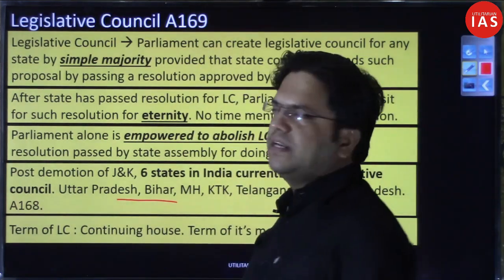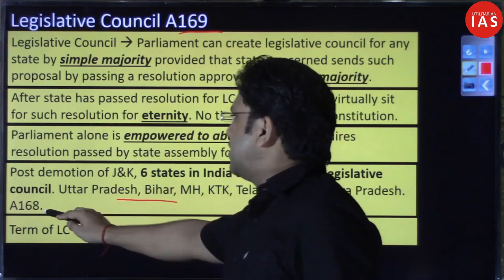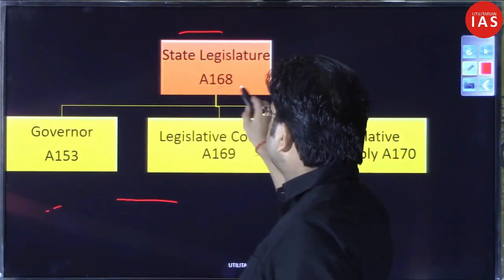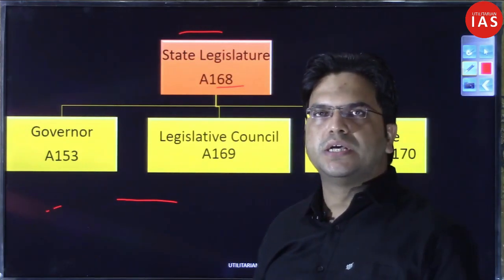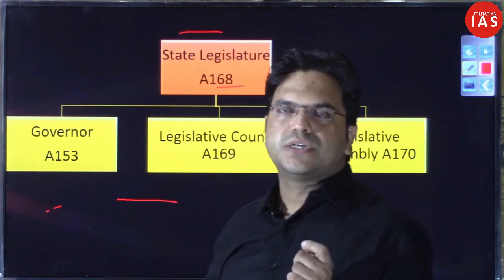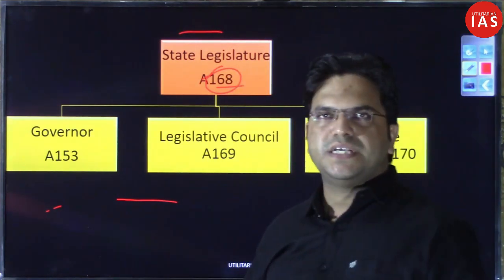Now there are 3 articles that deal with the legislative council: Article 169 and Article 168, the very first article which was dealing with the state legislature. In this very article it has been mentioned that there are 6 states that have this bicameral legislature, and the names of those states have also been mentioned in Article 168, right.